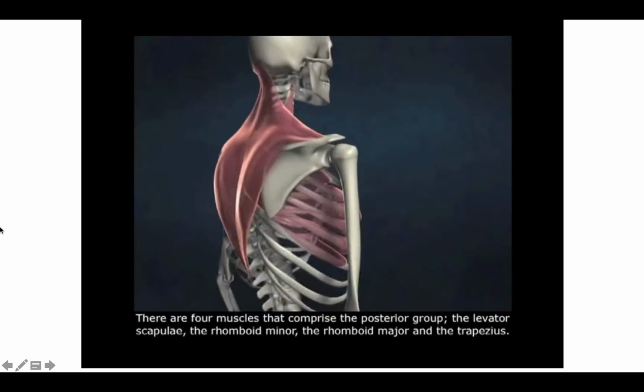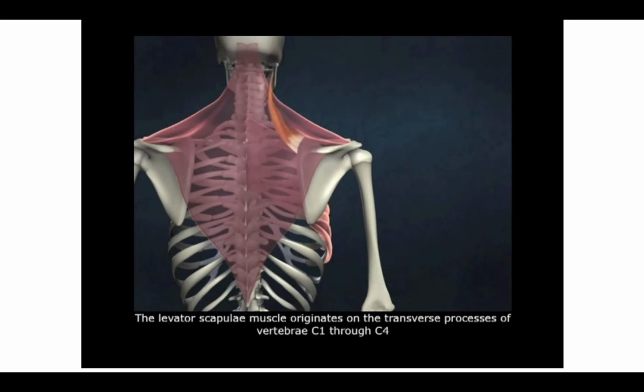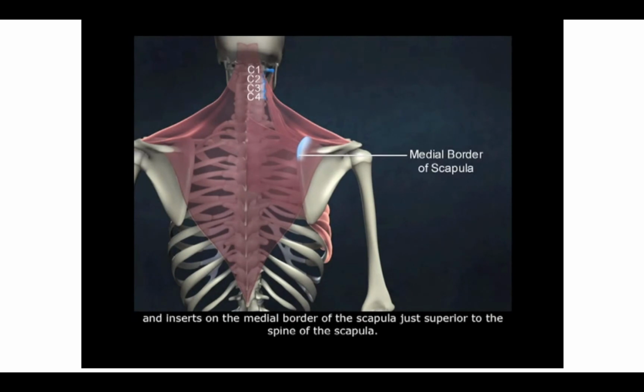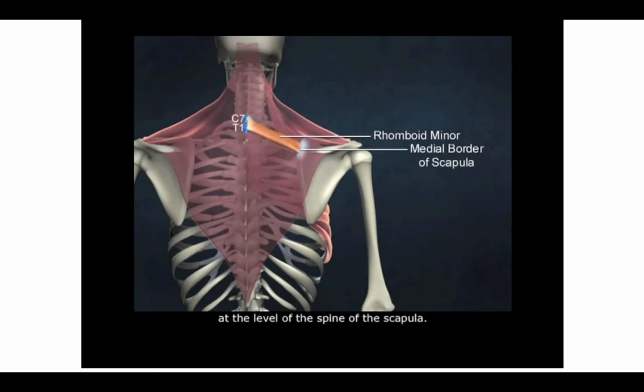There are 4 muscles that comprise the posterior group: the Levator Scapulae, the Rhomboid Minor, the Rhomboid Major, and the Trapezius. The Levator Scapulae muscle originates on the transverse processes of vertebrae C1 through C4 and inserts on the medial border of the scapula just superior to the spine of the scapula. The Rhomboid Minor muscle originates on the spinous processes of vertebrae C7 through T1 and inserts on the medial border of the scapula at the level of the spine of the scapula.